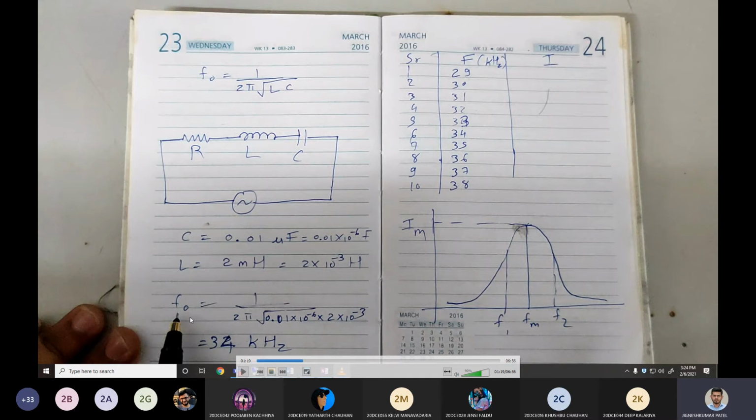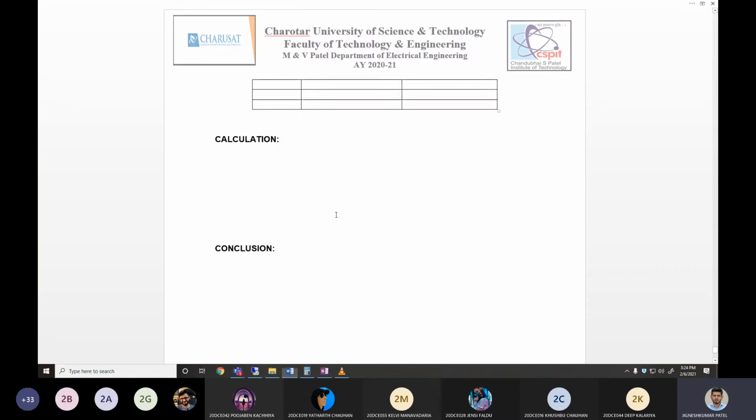Okay, you can say it as FR or F0, that's good. So what we get is 34 kilohertz. You have to include this calculation in your workbook. Okay, so here is a space, so put that over here.